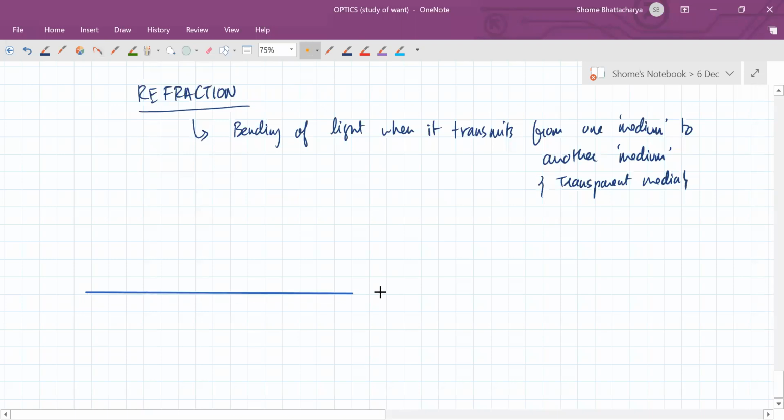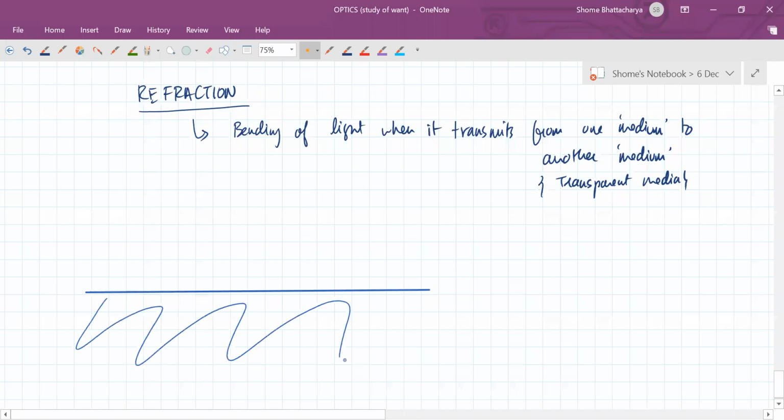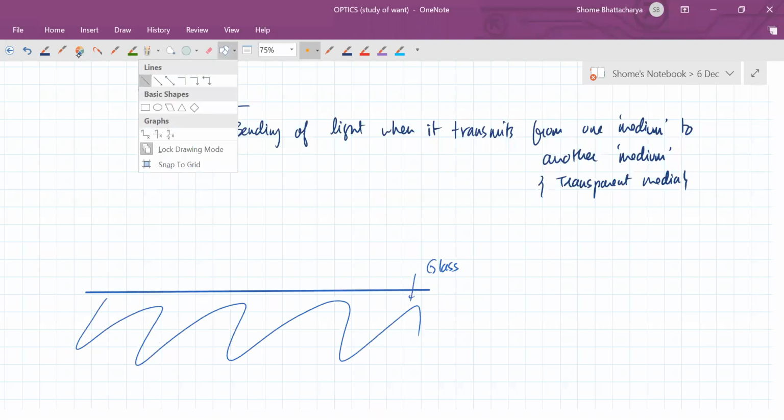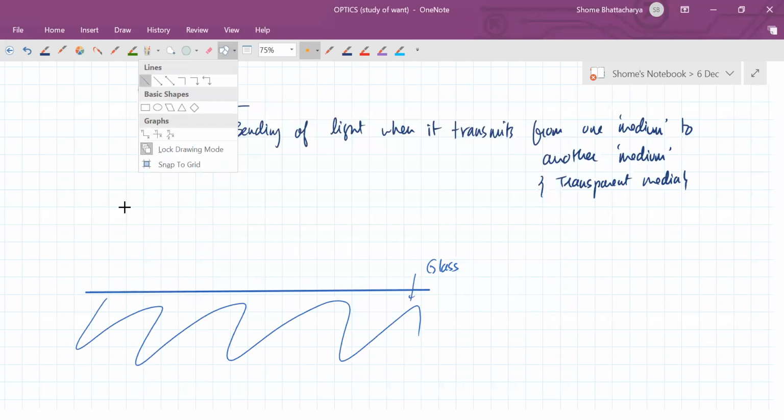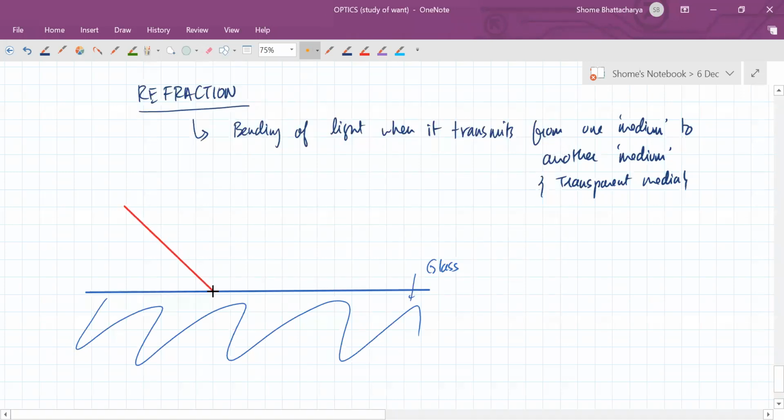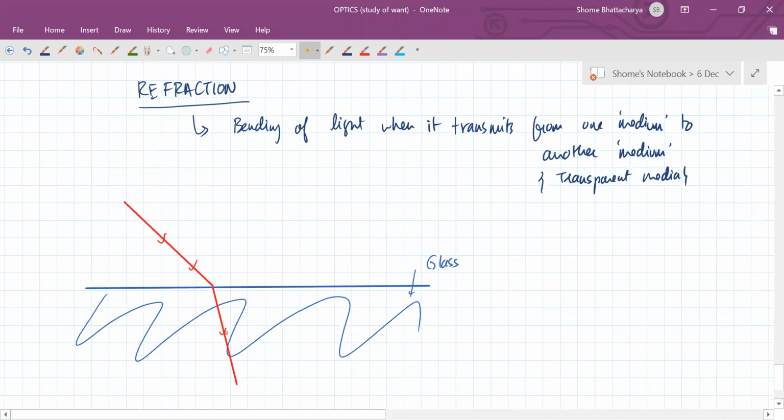So as you know, for example, if you have glass, okay, and a beam of light incident like this, then it is observed that as it transmits through the glass, it will bend like this. So this is an example of the phenomenon of refraction.